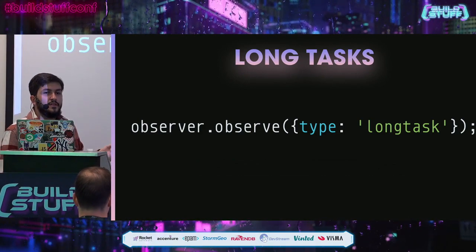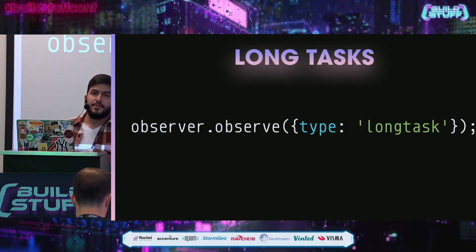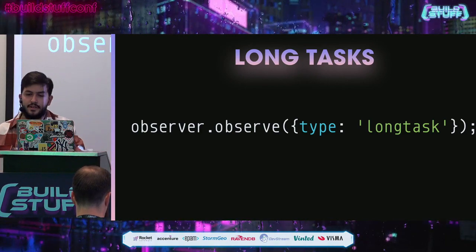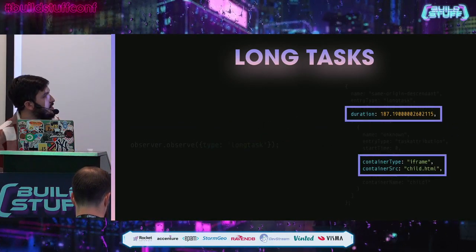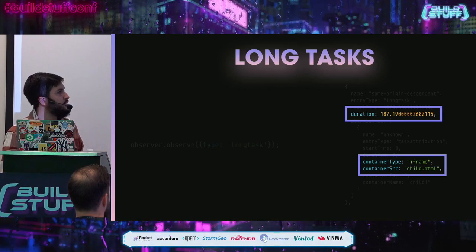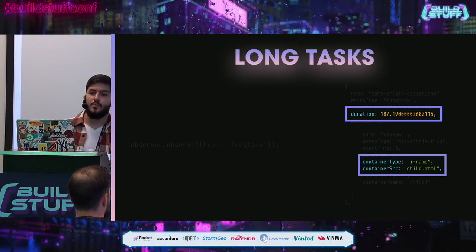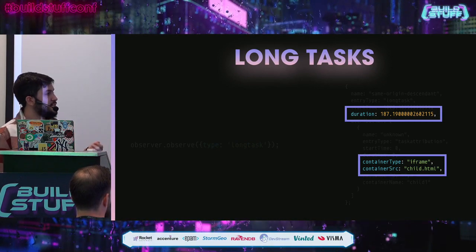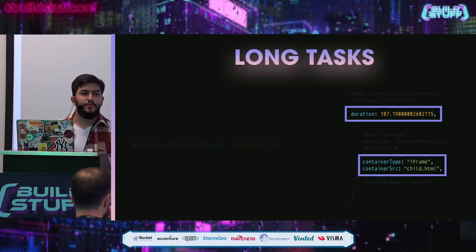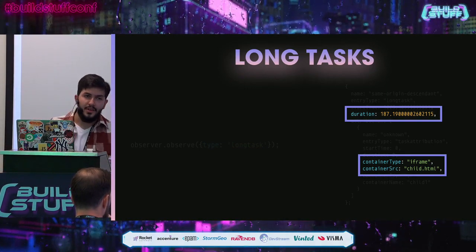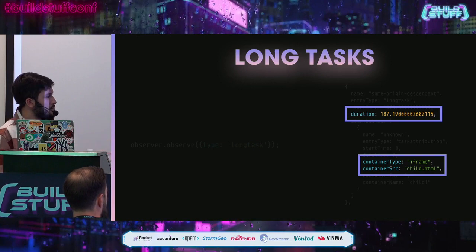Again, once you instantiate a performance observer, you can call observe and filter for this type of event. And this is the kind of data you're going to get: the duration of that one long task, and, for example, what triggered it, whether it was an iframe, a worker, or the code running on the main thread.